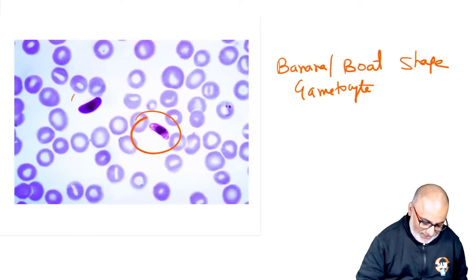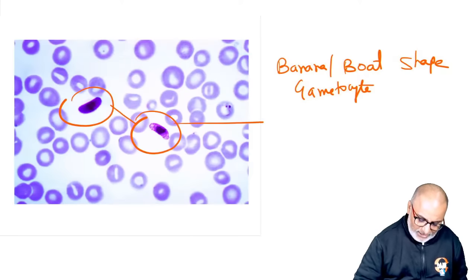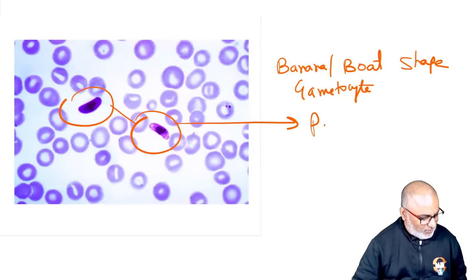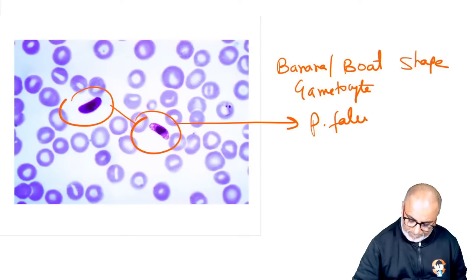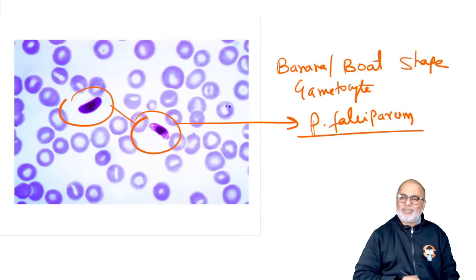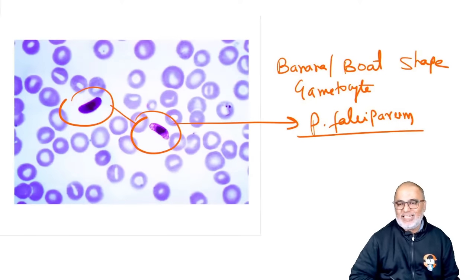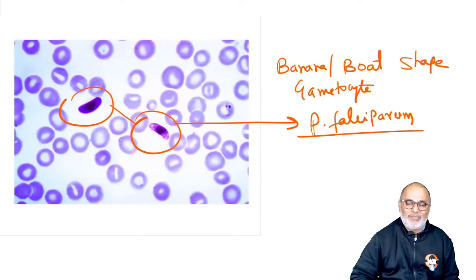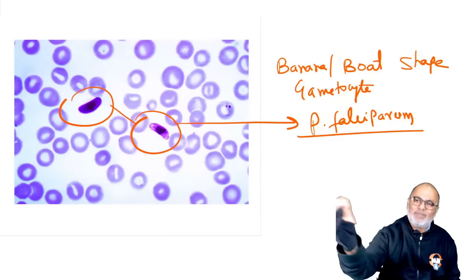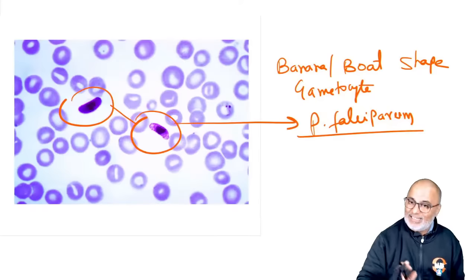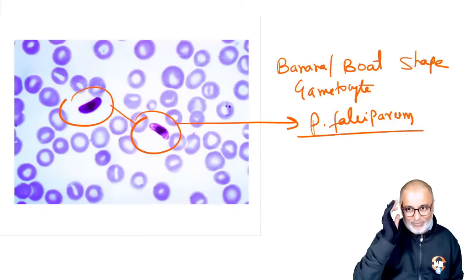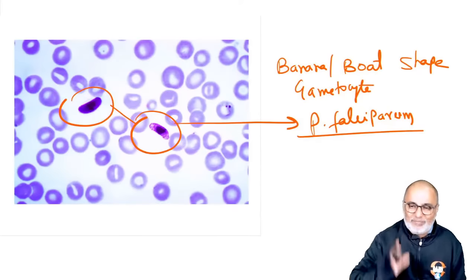See here, banana or boat-shaped gametocyte is diagnostic of Plasmodium falciparum. So the question may be something related to Plasmodium falciparum. It may be resistance, it may be diagnostic stage, infective stage, mode of transmission, or what is the vector, anything they may ask. So your mindset should be focused on Plasmodium falciparum.